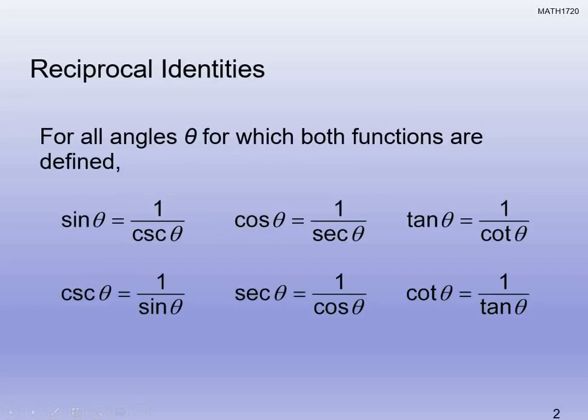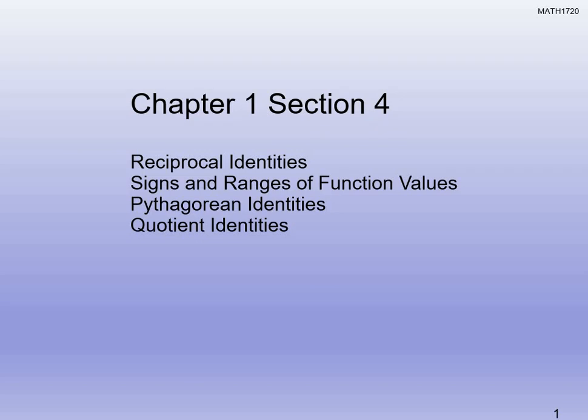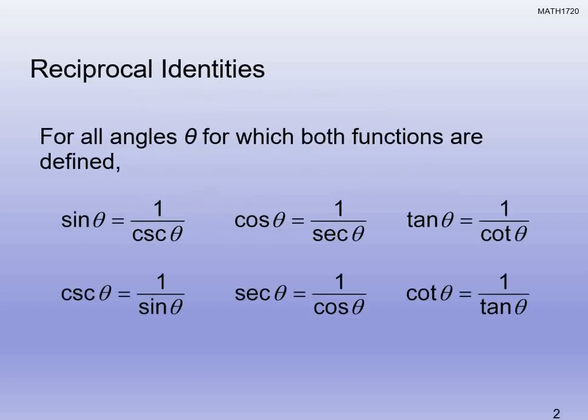Alright, lecture 4 here. We're still in chapter 1 and we are wrapping up all of chapter 1 now. We're going to be in section 4. We're going to go over reciprocal identities again. We've already done that in the last lecture a little bit. And we want to talk about the signs and the ranges of the function values. Alright, we have the Pythagorean identities that we're going to go over, and we're going to start learning those. And also the quotient identities.